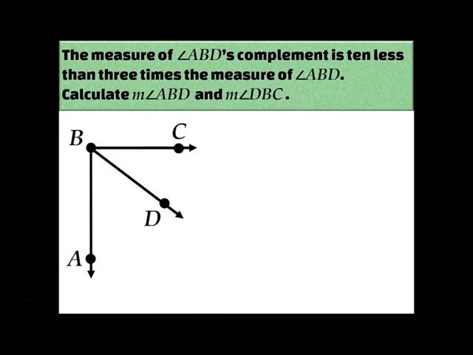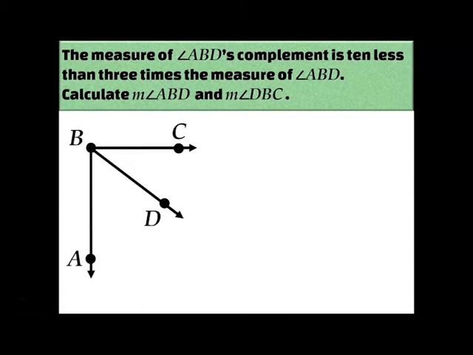Our next problem is similar to the previous problems, except instead of the diagram being labeled for us, the angle measurements are described to us in reference to each other in the directions. Let's read. The measure of angle ABD's complement is 10 less than 3 times the measure of angle ABD. Calculate the measures of angle ABD and the measure of angle DBC.